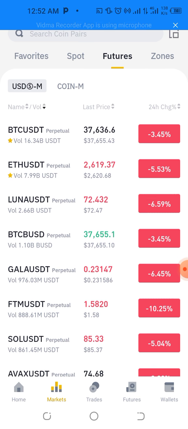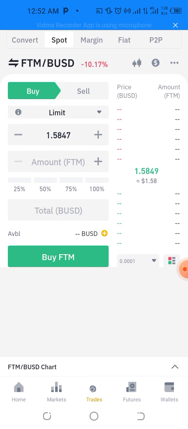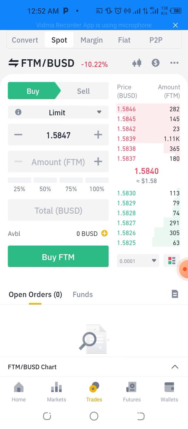So this is the market. So this is spot trading. Let's say you want to trade on spot now. So you click on trades, and then you go to spot.